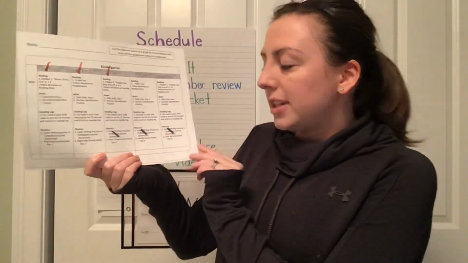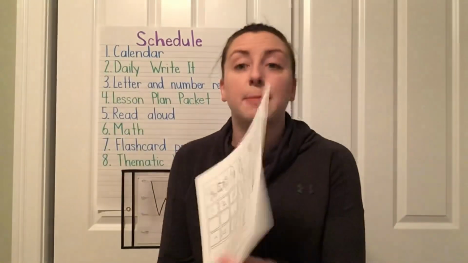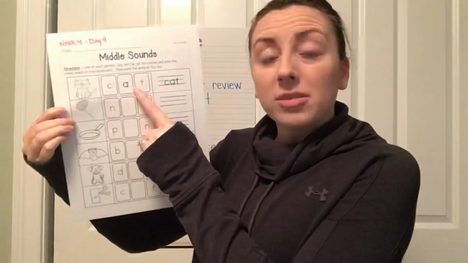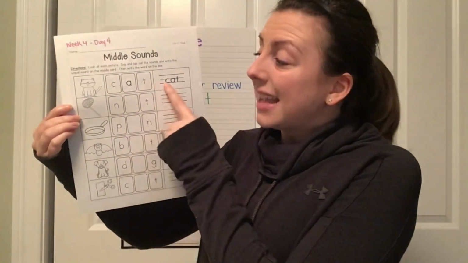So for phonics, what we do need to do is this middle sounds paper. So we are working on writing words, which is what we were working on in school before our coronavirus break started. So you are looking at the picture. You're going to sound out the word and think about the middle sound. So they did the first one for you. This is a picture of a cat. At. So they wrote the letter that says a, and then they wrote the whole word. You will do that for net, pan, bat, dog, cat.